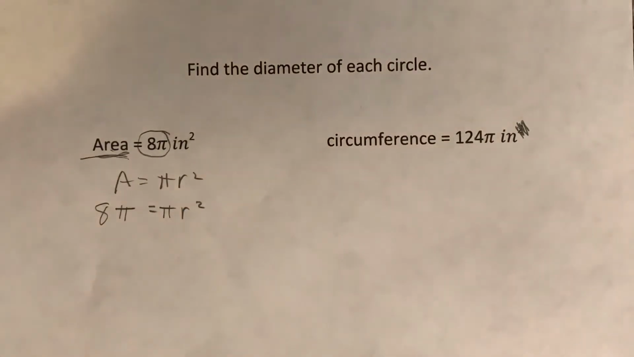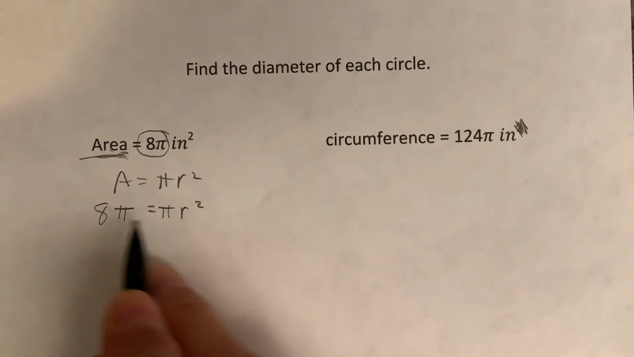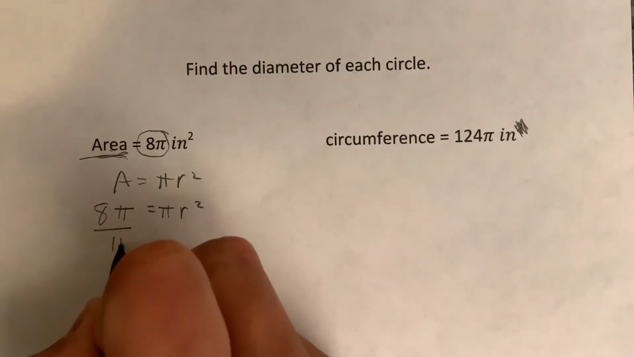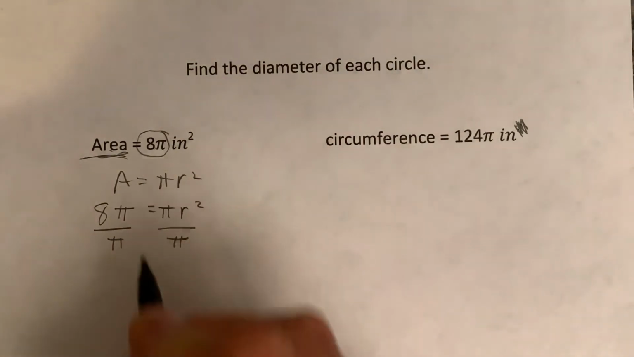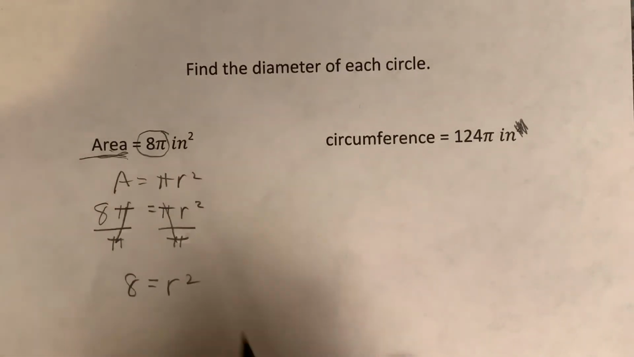And again, some of the classes have already been introduced to this and others have not been. So if you've already seen this, you might know what to do. If not, then definitely want to watch and slow it down and take time here. Now we're going to get rid of the pi's. Divide by pi on both sides. You're canceling it out. And now we have 8 equals r squared.